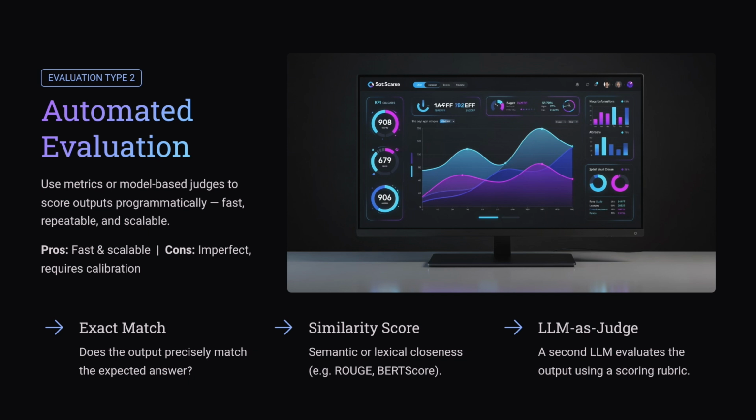Now we scale. We use metrics and models. Examples: exact match, similarity score, LLM as a judge. Let's say the expected answer is, refunds are processed in 5 days. AI says refunds take about 5 working days. Exact match fails, but similarity is high. That's why multiple metrics matter. Fast, scalable, but not perfect.